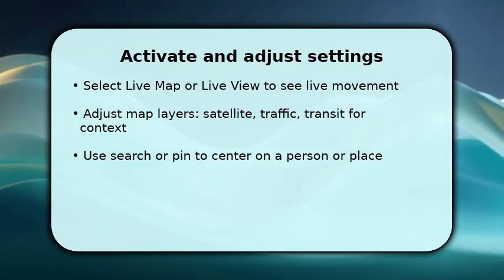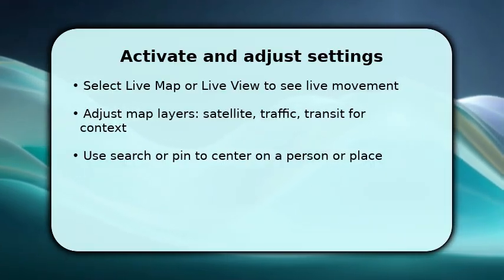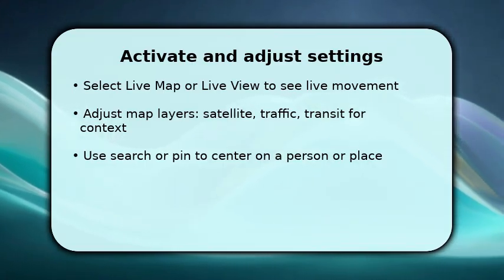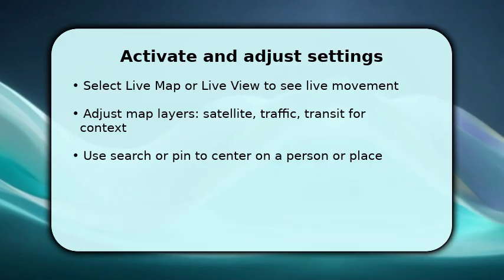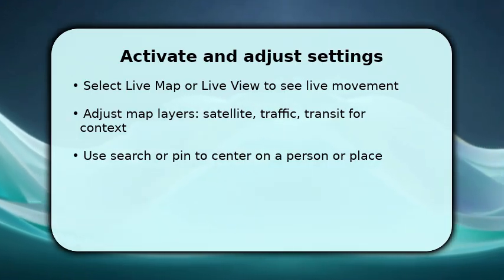If you're tracking a person or place, search or drop a pin and tap the location to center the live view. Make sure to zoom and rotate the map for better orientation. These adjustments give you both the how and why behind route updates and location accuracy as you proceed.